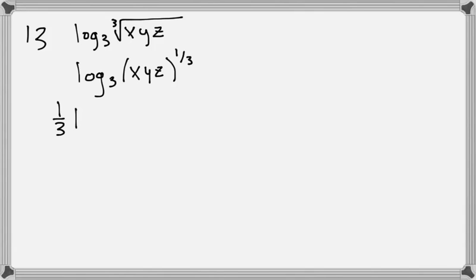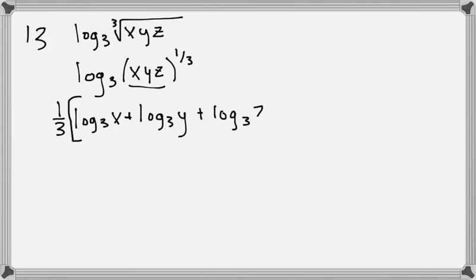And we can have it log base 3. Now I can go ahead from here and expand this part out because I know it's multiplication. That means I'm just going to add all these parts together. So log base 3 of x plus log base 3 of y plus log base 3 of z.